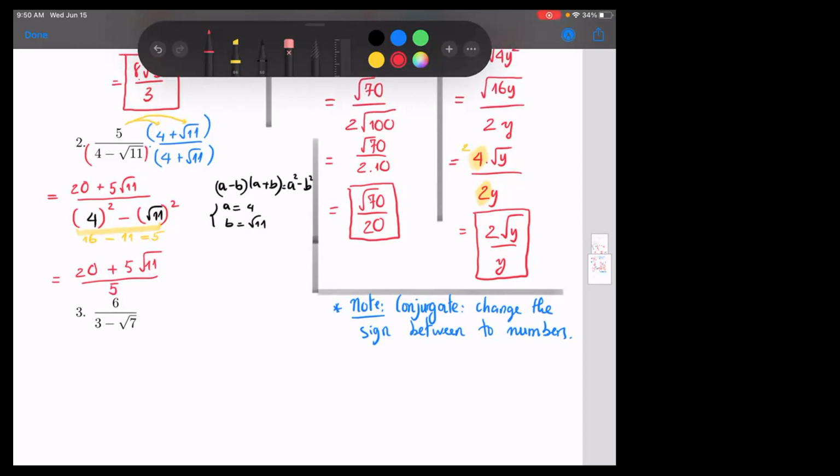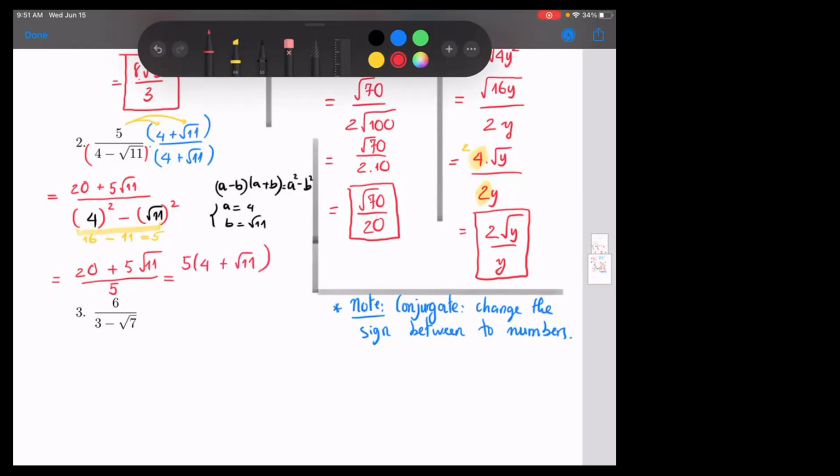Actually, no, we're not done. What can we do next? On the exam, if you leave it like that, I'd probably take a point off, because what we can do next is simplify, right? What can I factor out on the top? Between 20 and 5? 5, right? So 5 times 4 plus root 11.